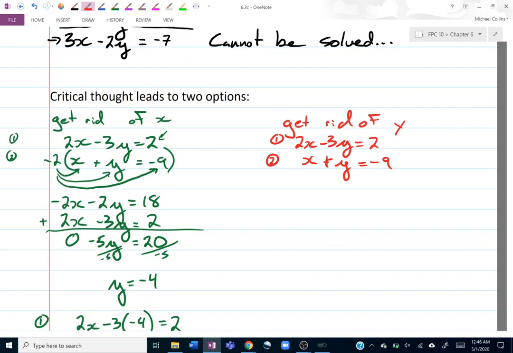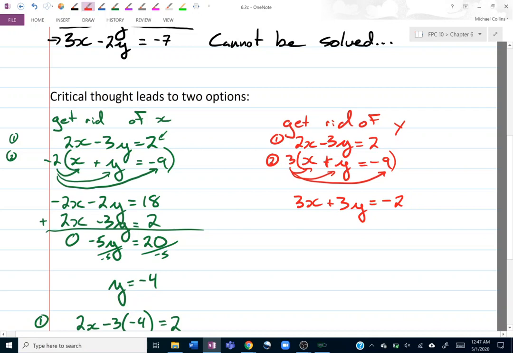In equation number 1, I have a negative 3y. So to get rid of a negative 3y, what would I have to do? I have to add 3y. So I would want a positive y. So I'm going to multiply this whole equation by 3. Every single term must be multiplied by 3. So I get 3x plus 3y is equal to negative 9, 18, 27.